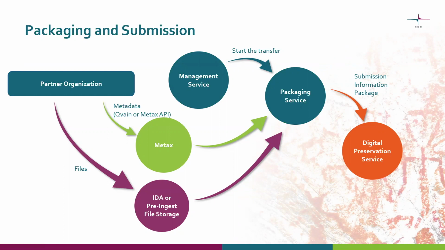When a research dataset has been proposed and approved for preservation with the management service, the packaging of the dataset for digital preservation can be started. The packaging service automatically fetches the actual content from the IDA service or from the pre-ingest file storage service, and the metadata from the Metax metadata warehouse. The packaging service will also produce technical metadata along with the package itself by analyzing the technical features of the files. It will automatically transfer the data to the service. You are able to see ingest reports from the management service, which describe that the datasets have been accepted for preservation.